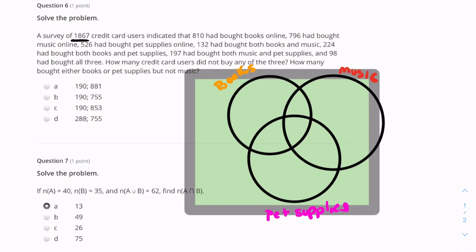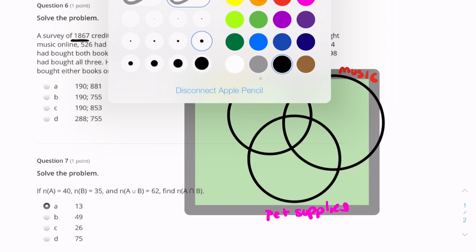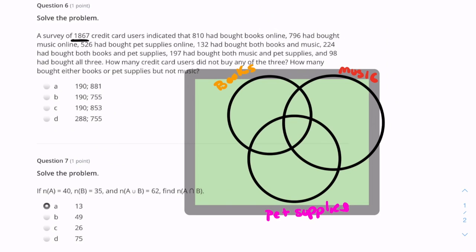We have 810 that bought books, 796 bought music online, and 526 bought pet supplies. We get further details going on, and then it wants us to know how many credit card users did not buy any of these three, and then how many bought either books or pet supplies. So just like I said before, I'm going to highlight this, hopefully in a smaller color. Yellow. Okay, so we're going to start with the most specific detail, and that's the very last sentence.